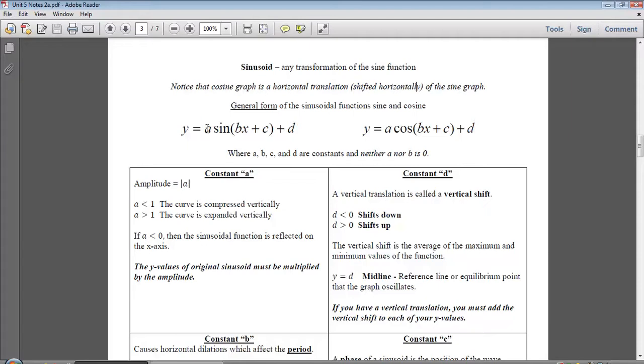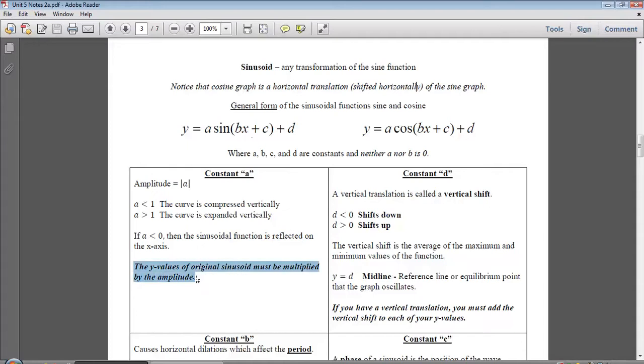Notice that we have four constants, A, B, C, and D. And A can never be 0 and B can never be 0. C and D can be zeros, but not A and B. Otherwise you wouldn't have a sine function. What does A do? A changes the amplitude. And we'll talk about how when A is less than 1, the curve is going to get compressed. When A is bigger than 1, it's going to get expanded. If it's negative, it's going to get reflected.